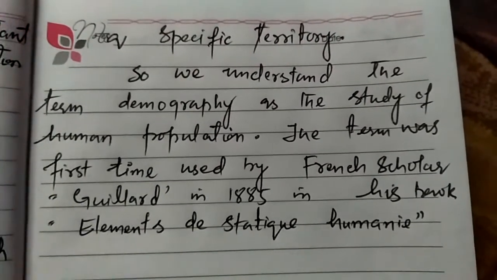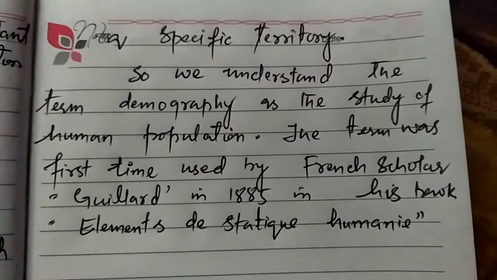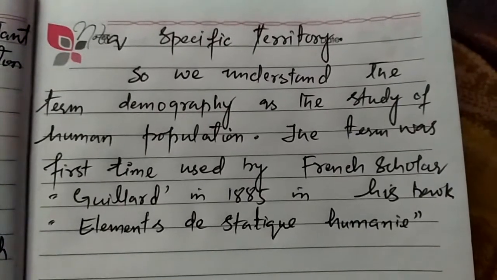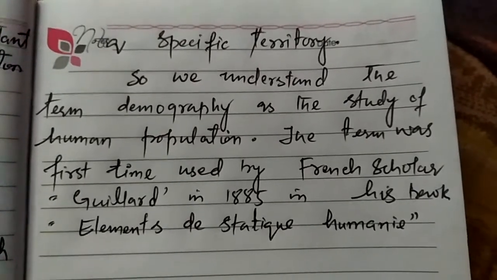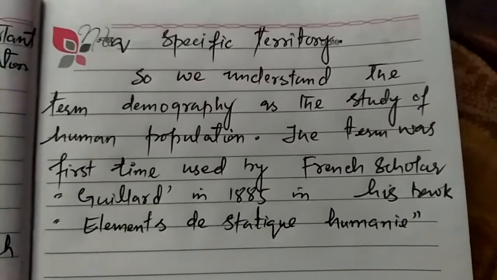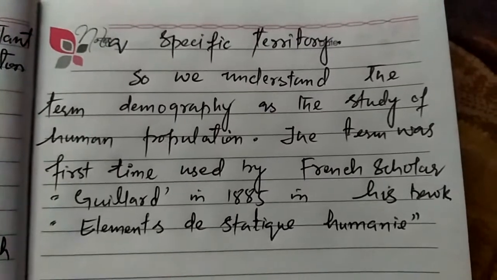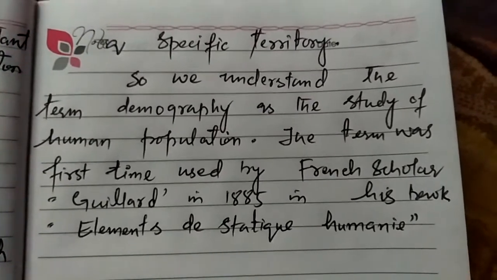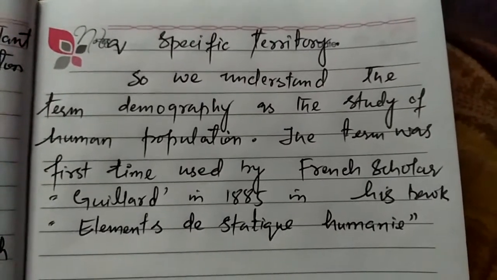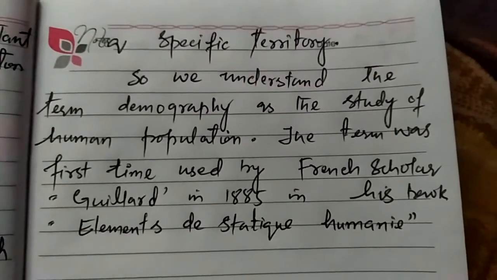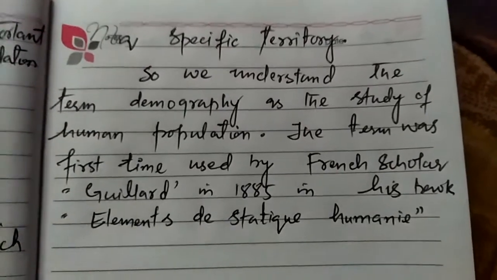The term was first used by French scholar Guillard in 1885 in his book Elements de Statistique Humaine. Guillard had a book written in 1885, in which he used the term demography for the first time.